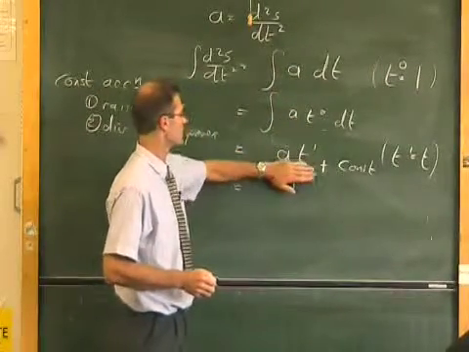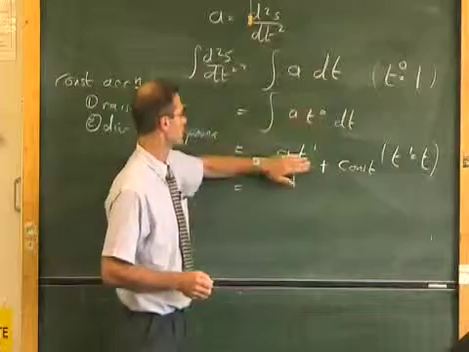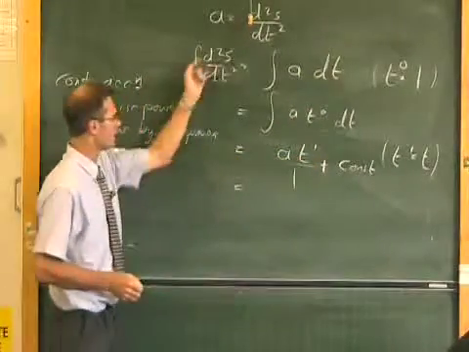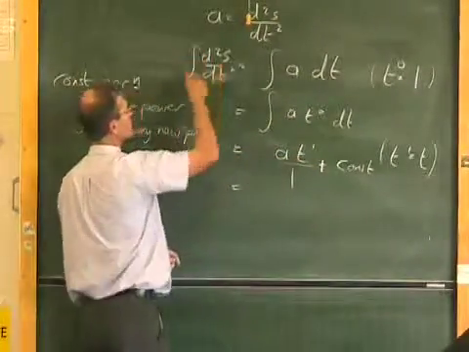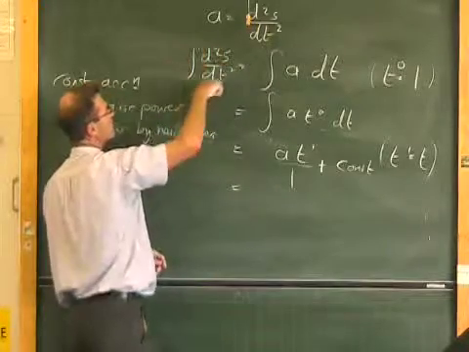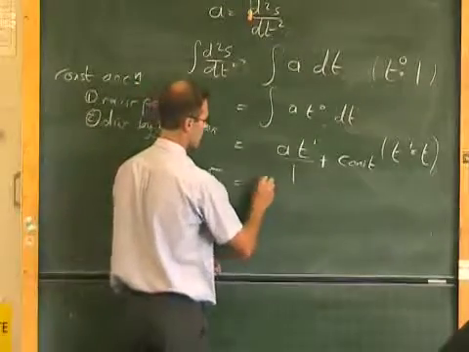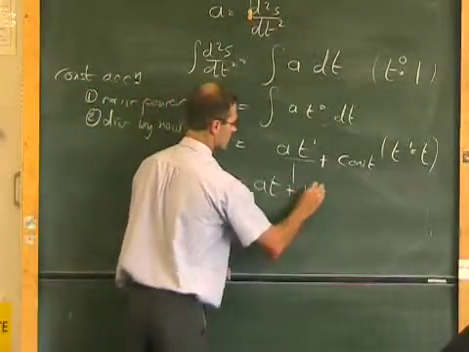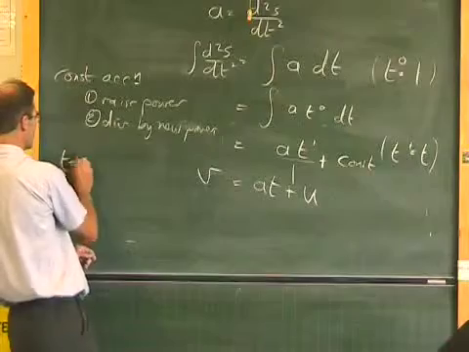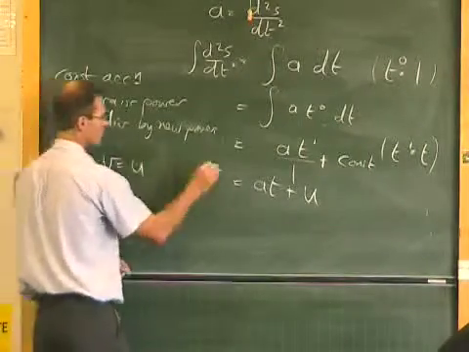Okay, so all we're doing is integrating constant acceleration with respect to time. And so if you integrate a constant with respect to t, it's just going to be a times t. Because we've integrated acceleration, that's now going to give us velocity. So v is equal to at plus a constant. Because at t equals 0, v is equal to u, we've got v equals u plus at.